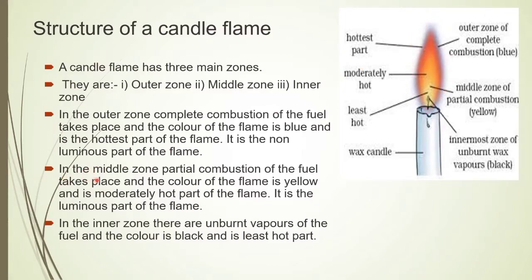Next, in the middle zone, partial combustion of the fuel takes place. The color of the flame is yellow, and it is the moderately hot part of the flame. It is the luminous part of the flame. You might have seen this yellowish part. This is what we call the middle zone, where partial combustion takes place, so not all the fuel is completely burned up.